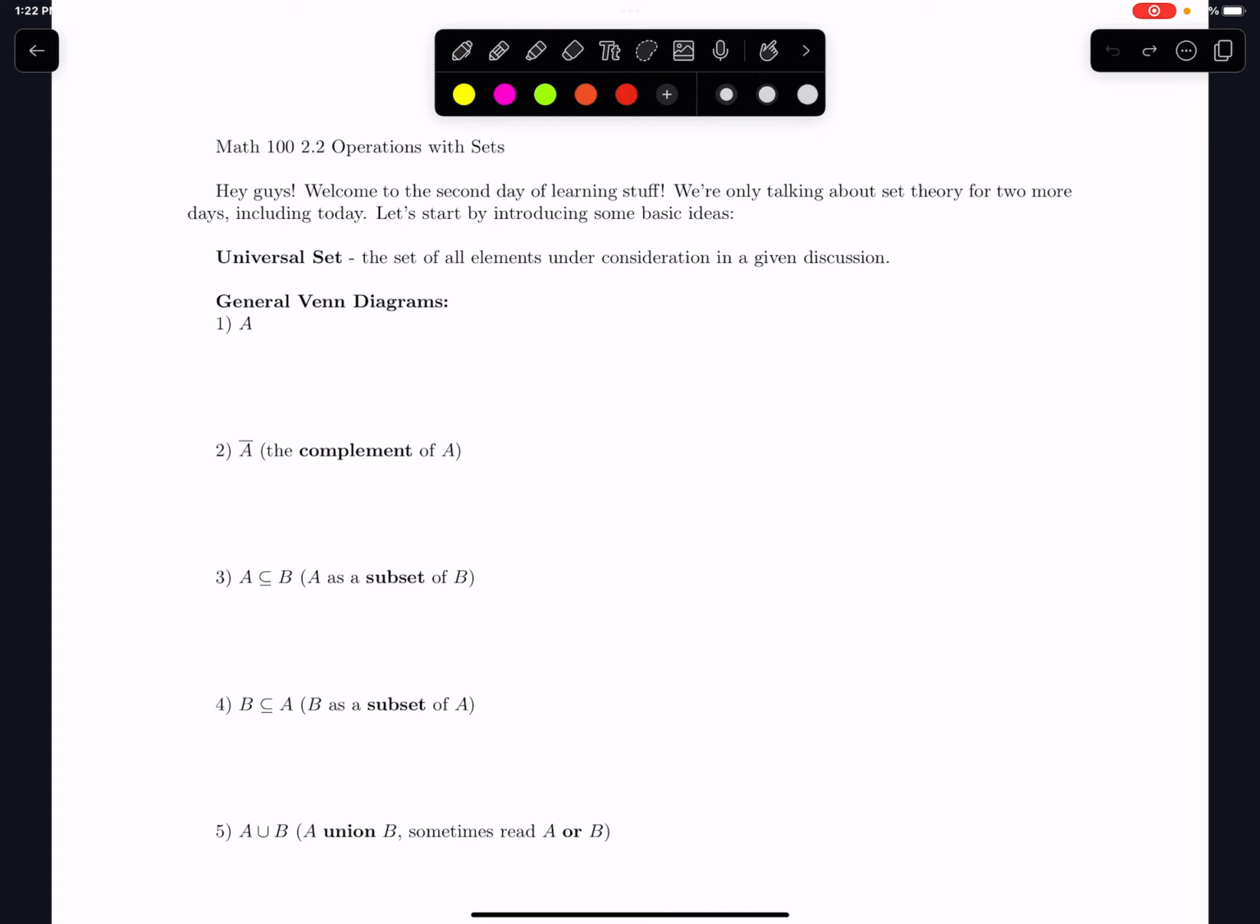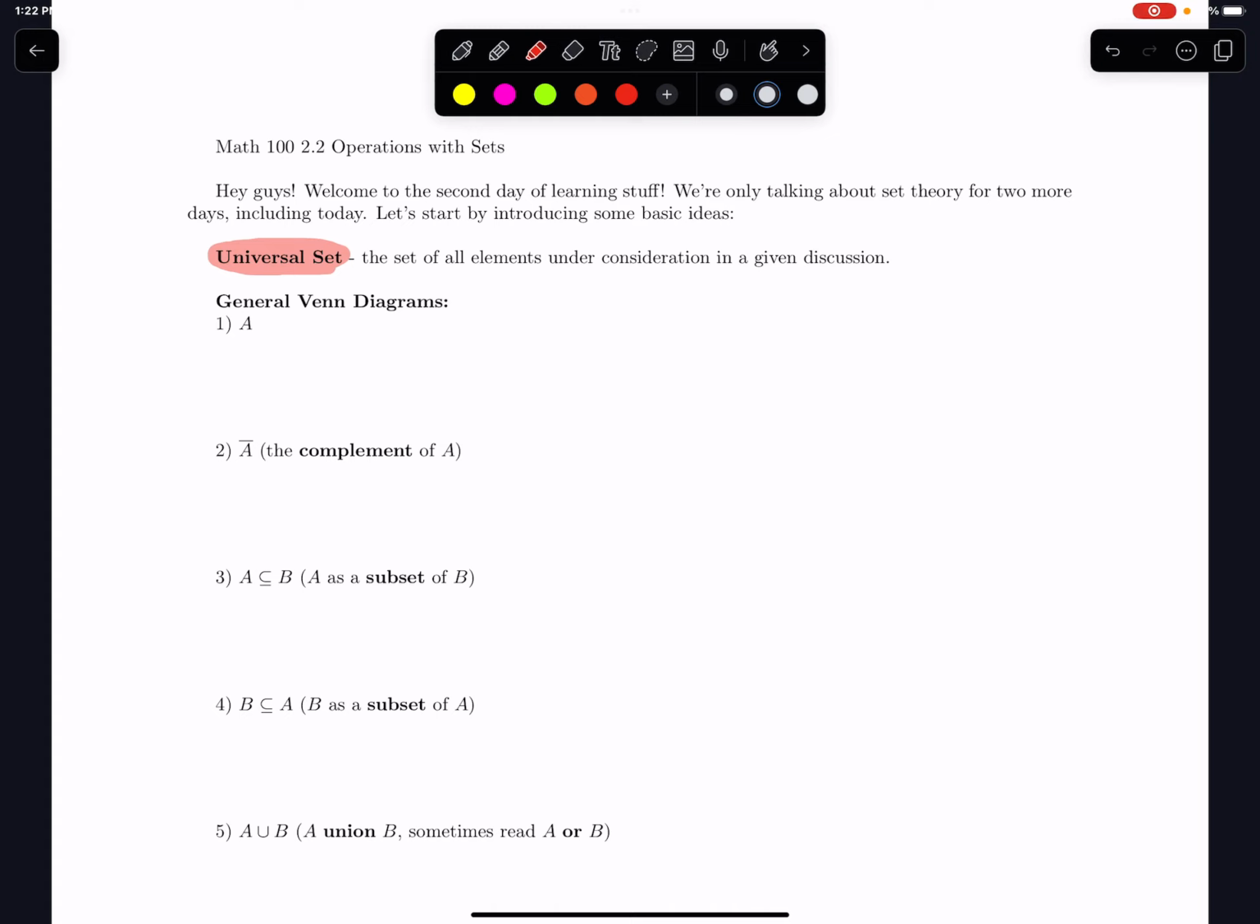First, let's talk about this definition right here, the universal set. So what is the universal set? The universal set is the set of all elements under consideration in a given discussion. So in other words, it's the universe in the context of whatever sets you're talking about. The universe could be the set of all numbers, but it could also be something else. It could be the set of all people, let's say, if you're interested in only looking at sets of people.